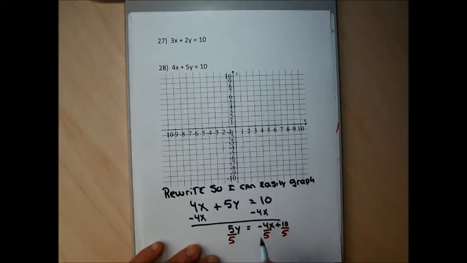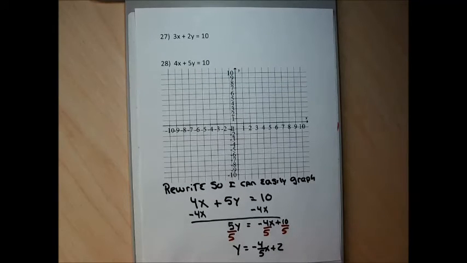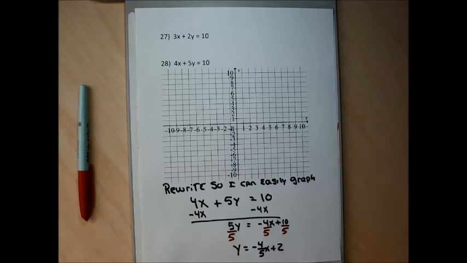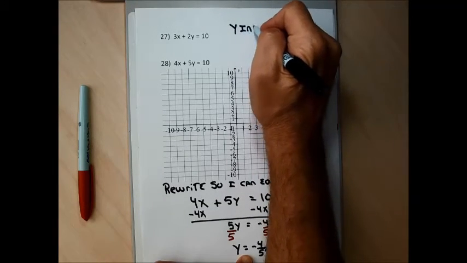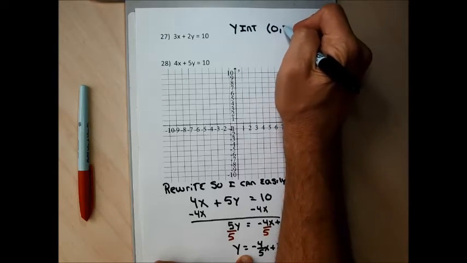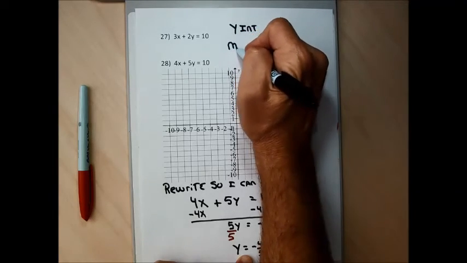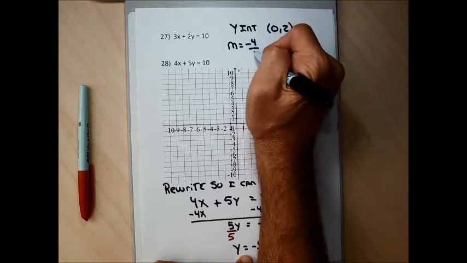That's going to give me y equals negative 4/5 x plus 2. The graph of 4x plus 5y equals 10 and the graph of y equals negative 4/5 x plus 2 are exactly the same, but this is easier to graph. The y-intercept is 2, which I'll write as the point (0, 2), and the m is negative 4/5.